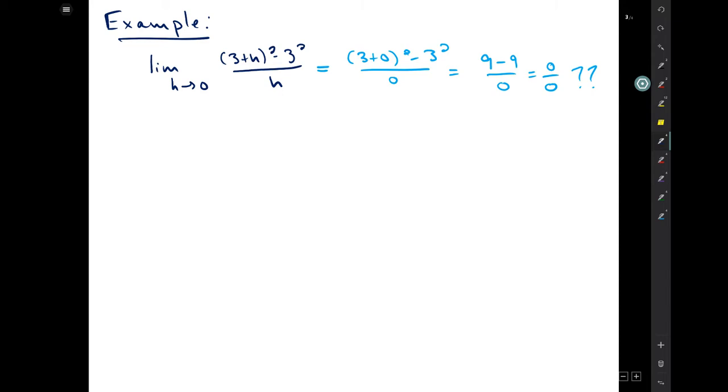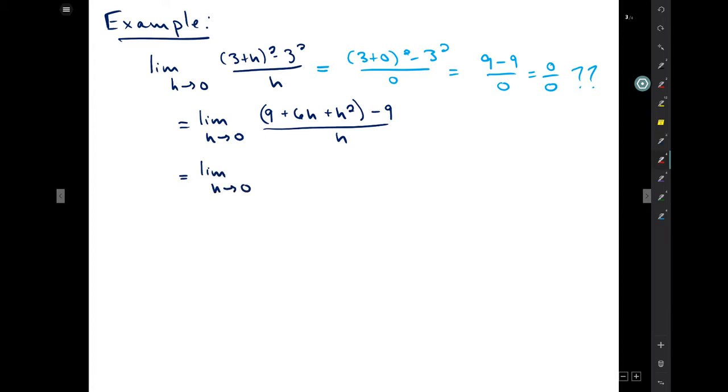So what I can do instead is try some algebra. Just plugging that in didn't work. So if I square 3 plus h, I get 9 plus 6h plus h squared, minus 9, over h. And so this 9 cancels with that 9, and I get 6h plus h squared over h. Now I can factor an h out on top, and I have h times (6 plus h) over h, and now these h's cancel.